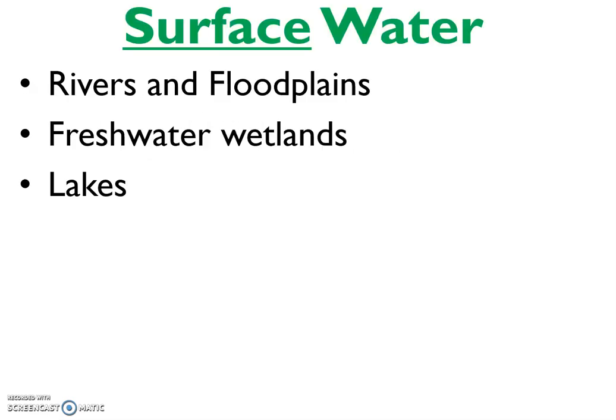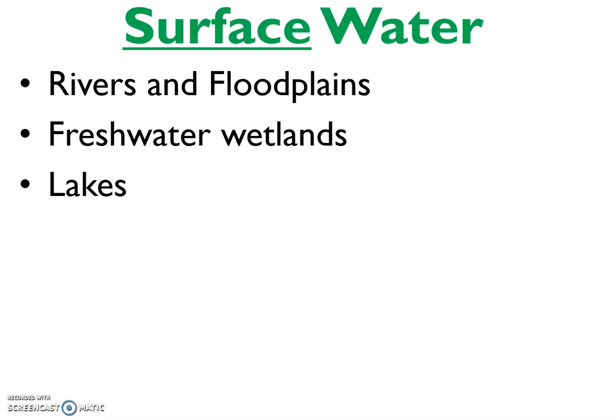There are several types of surface water. The first one is rivers, and that's fast-flowing, moving water, and floodplains, which are areas alongside the banks of rivers, which periodically are flooded by rivers.